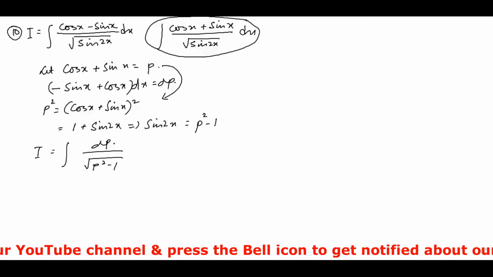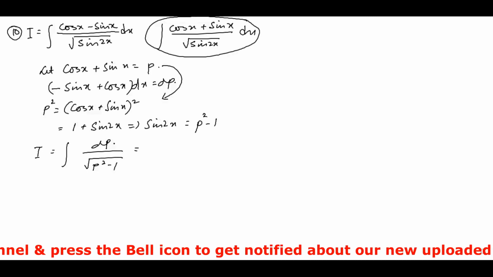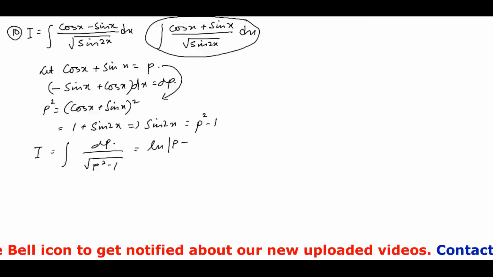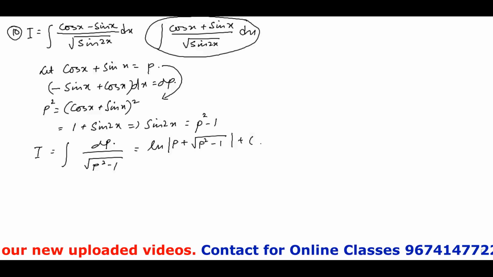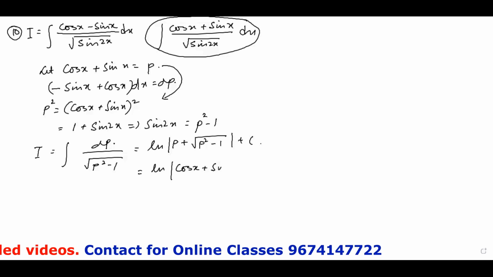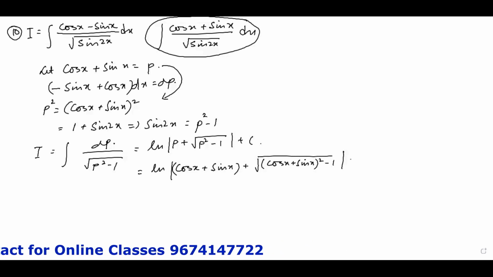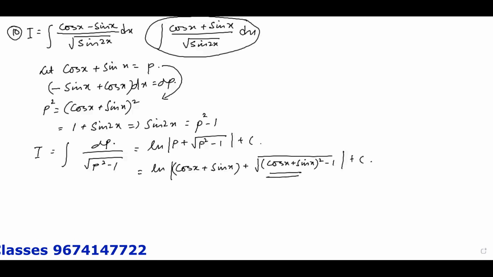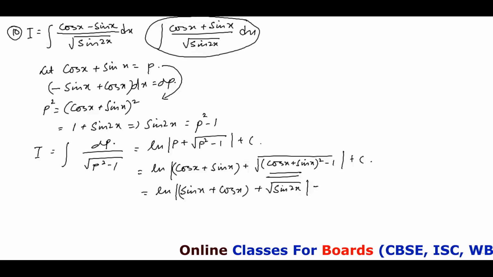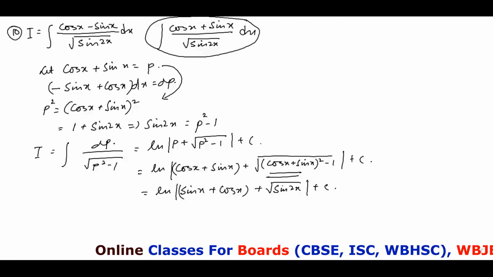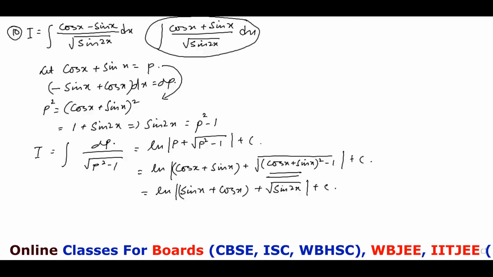Okay. So this one will be what? What is the formula? The formula is log mod of p plus root over p square minus 1 plus c. Is it clear? So simply replace the value of p. Now if we simplify this, we are having, is it clear to all of you? Absolutely. Let us move for question number 11.